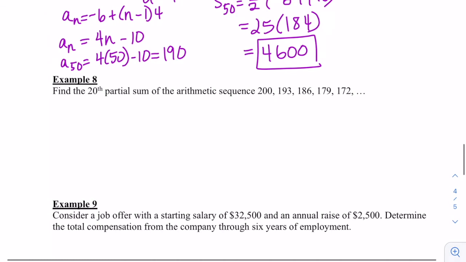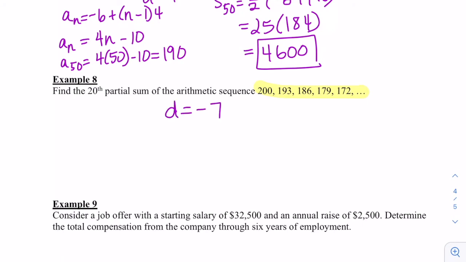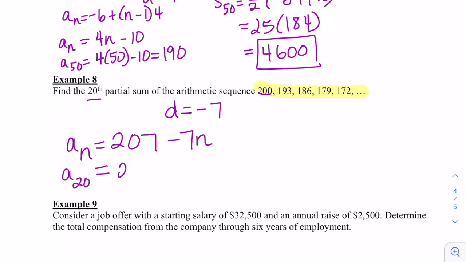All right, so for example 8, we're going to find the 20th partial sum. We're given the pattern of numbers here, and you can see that the difference, it's going down by 7. So if the first term is 200, the number right before it, the y-intercept, must have been 207. So we can write this as a sub n equals 207 minus 7n. And so when we plug in 20, we want to find the 20th term. 207 minus 7 times 20. So 207 minus 140 would be 67.